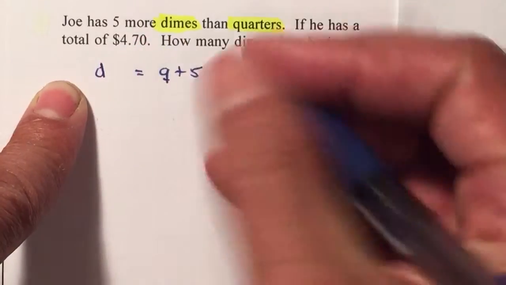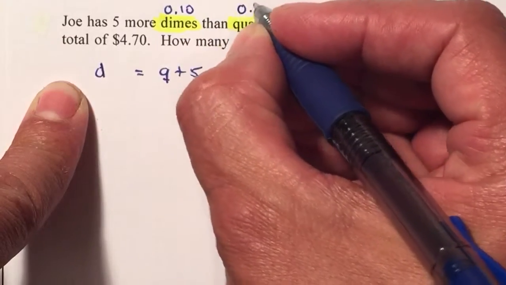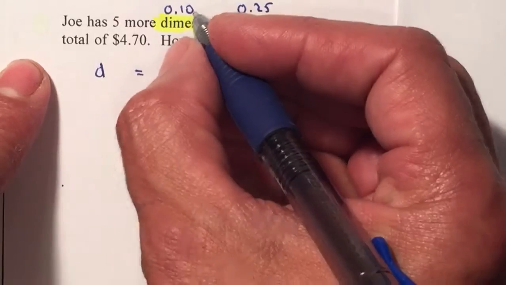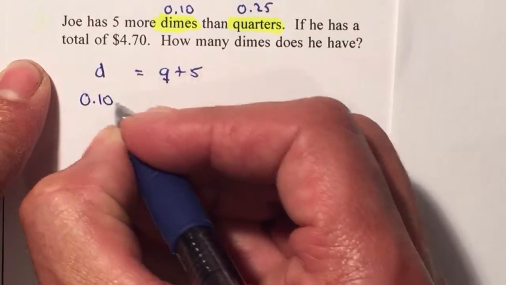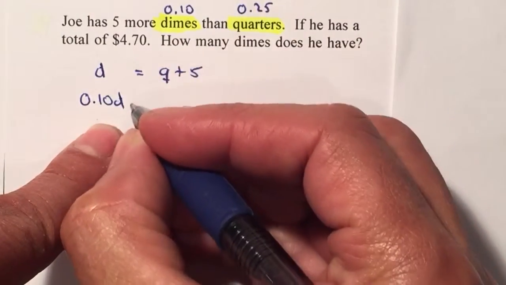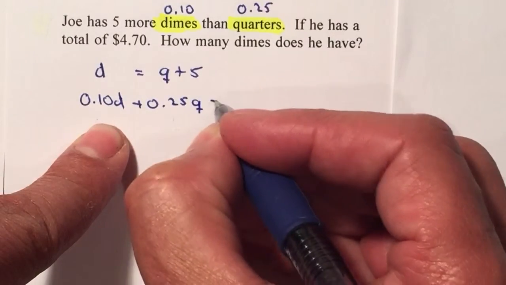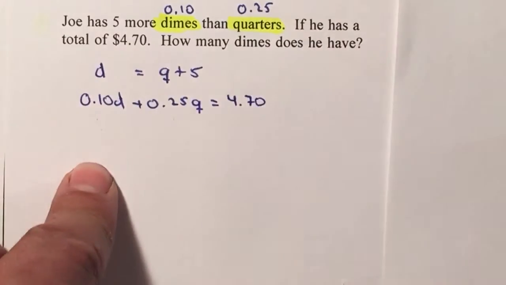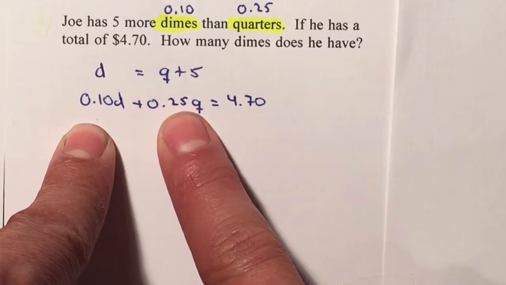We know that dimes are worth 10 cents and quarters are worth 25 cents. So therefore, the number of dimes multiplied by 0.10 will give you how much money you have in the dimes. The same way for the quarters, 0.25 multiplied by how many quarters you have, and that'll be $4.70. So this is how much money you have in the dimes, how much money you have in quarters, and the total.